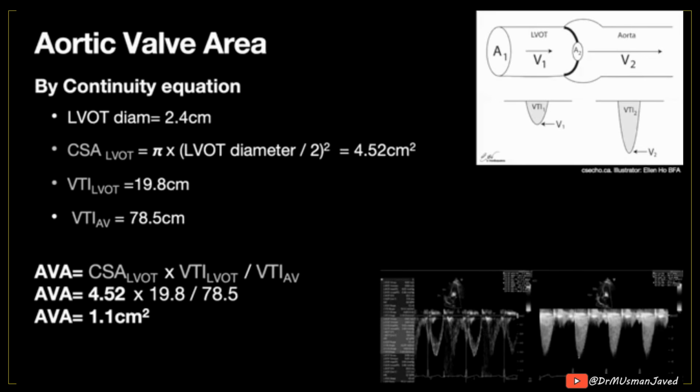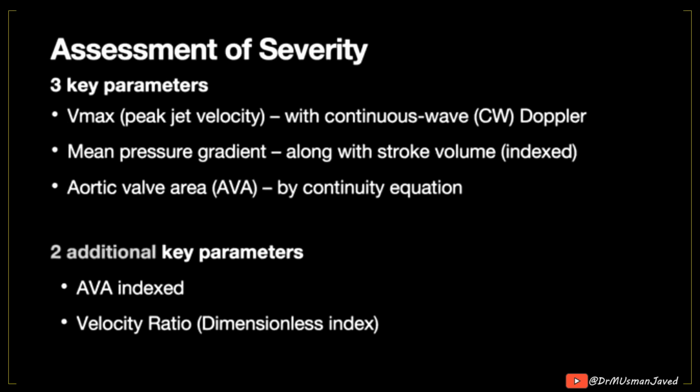Coming back to our formula, if we take the data from the patient that we've assessed earlier, and we plug it into our formula, we obtain an aortic valve area of 1.1 centimeters squared, which also falls in the moderate range. This person had a large LVOT, as you can see, at 2.4 centimeters.